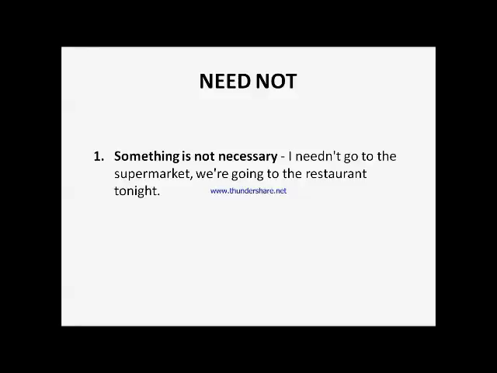So, you're aware that we're already going to the hotel, so we don't need to cook and we don't need to bring vegetables from the supermarket. When something is not necessary, you use need not. You need not bring your books and pens because the examination is online. You need not wear formal clothes on Friday because Friday is an informal day.